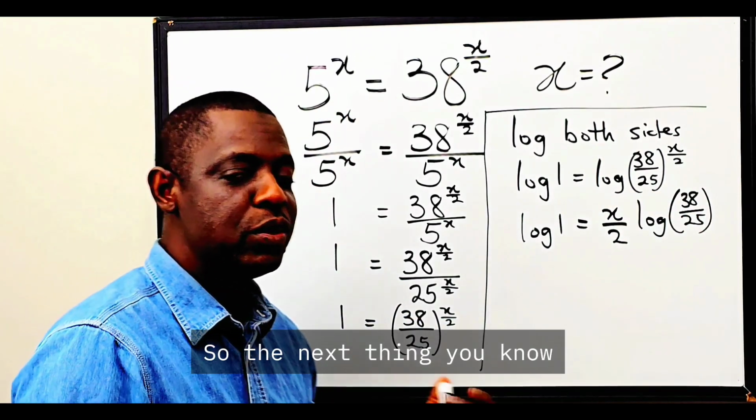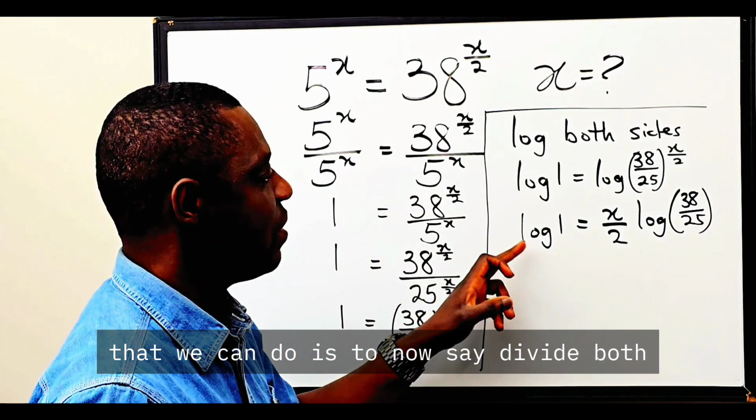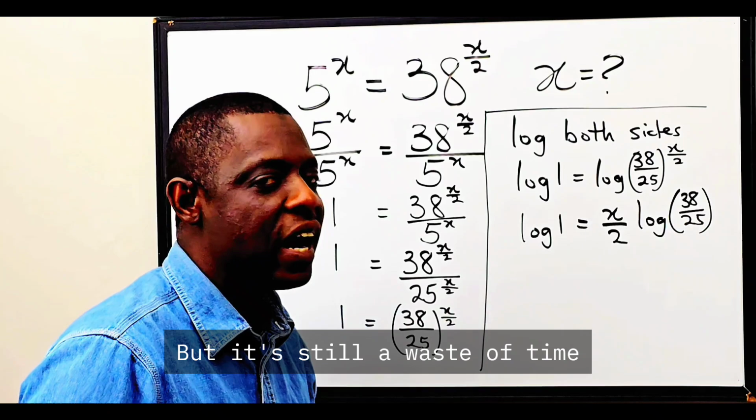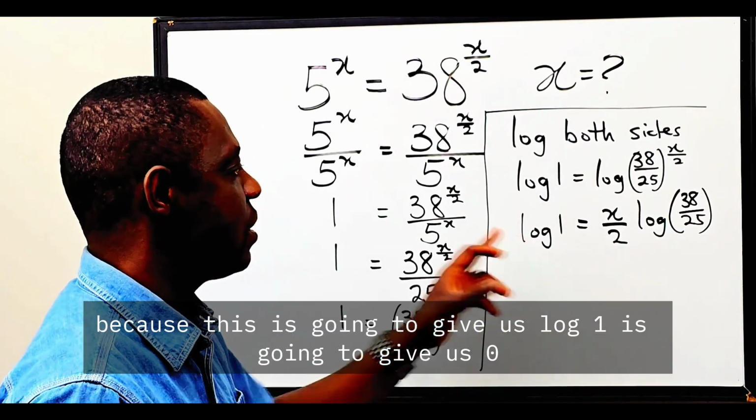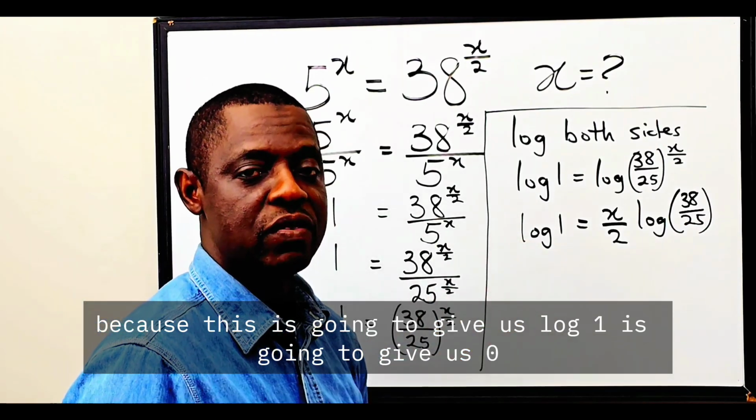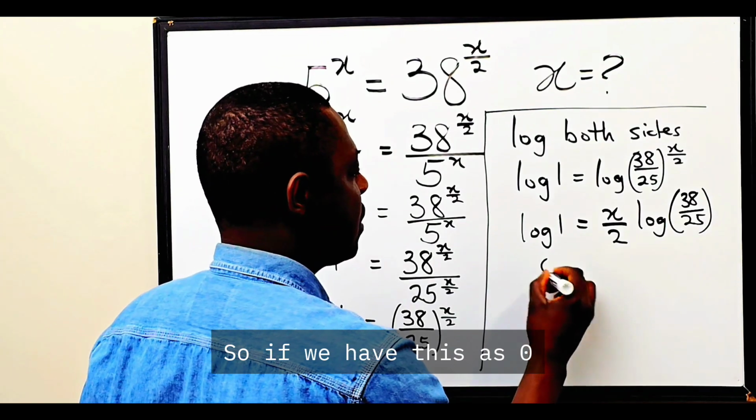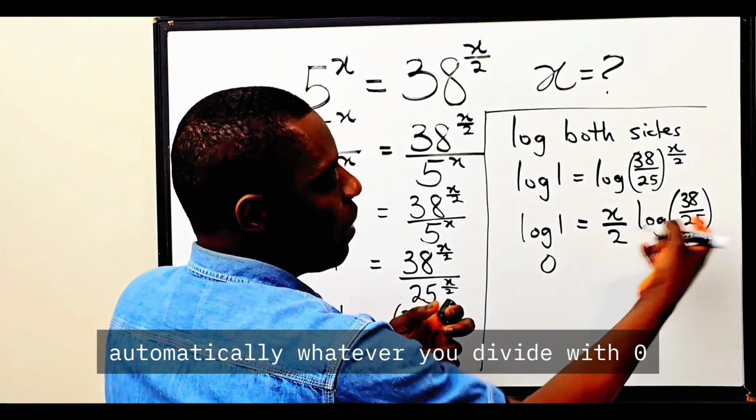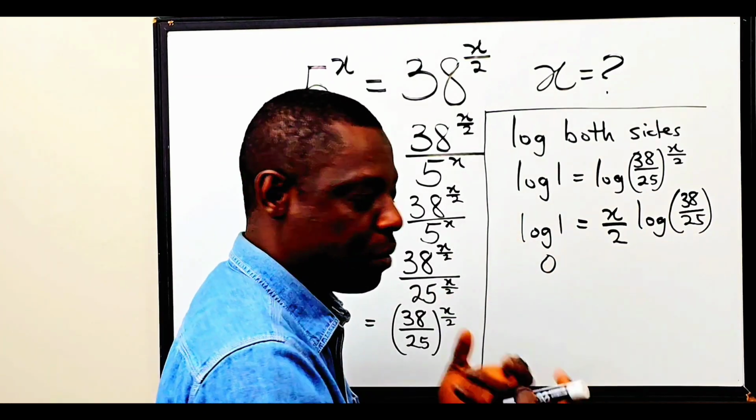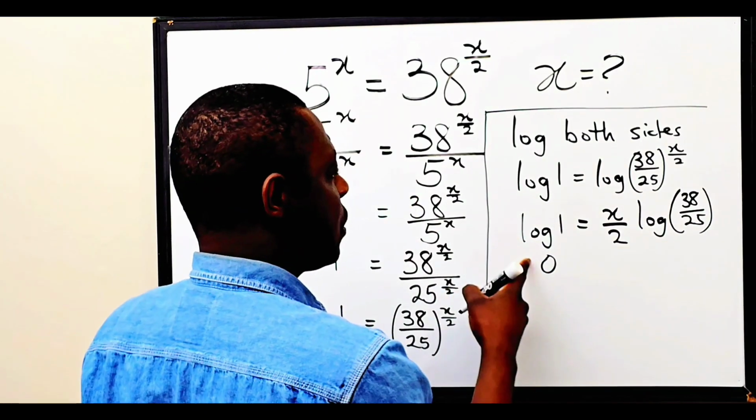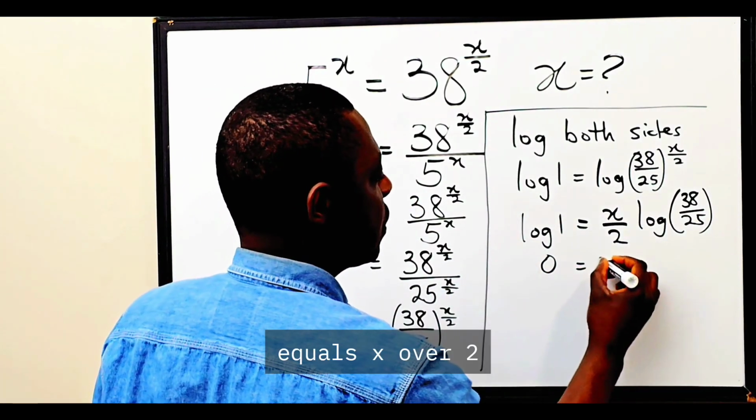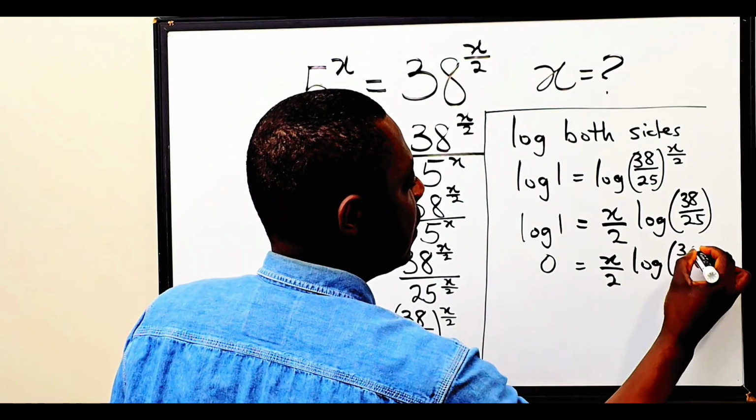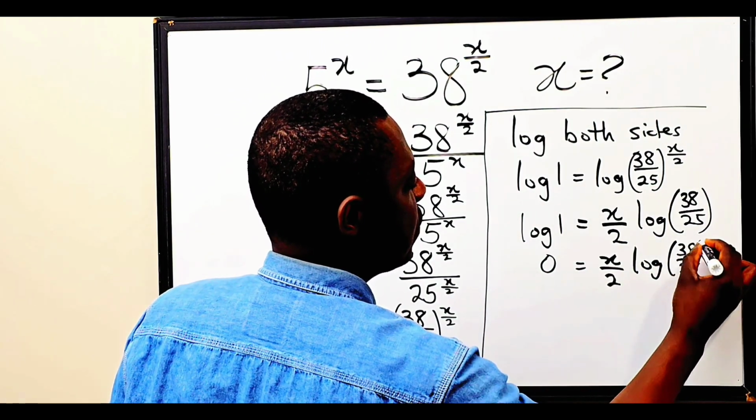So the next thing we can do is to say divide both sides by log 38 over 25. But it's still a waste of time because log 1 is going to give us 0. If this is 0, automatically, whatever you divide 0 with is going to give you 0. But we are just doing it practically. So we have 0 equals x over 2 log 38 over 25.